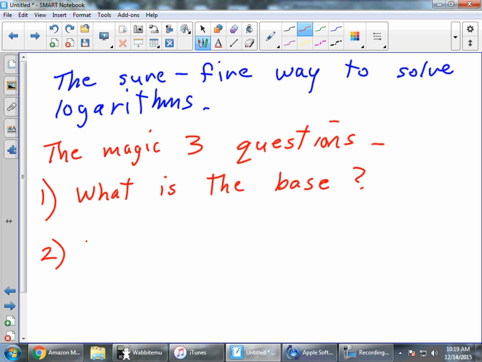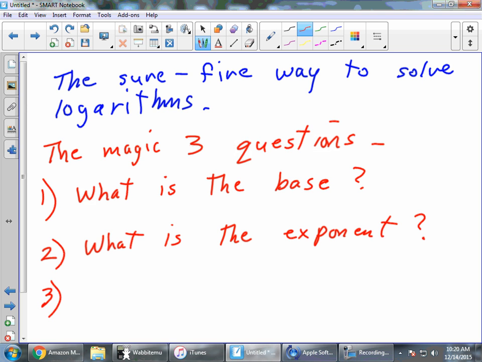Number 2. What is the exponent? Number 3. What is the answer? Okay? And if you ask yourself these questions, you can solve all logs.